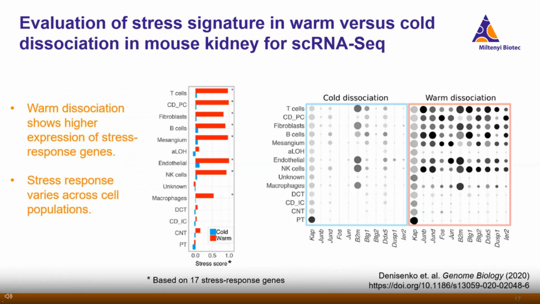However, a longer protocol and potentially lower cell yields may be a fair trade-off to prevent dissociation-induced artifacts. The authors examined a signature of 17 stress response genes and found that expression was higher in cells that went through warm dissociation compared to cold dissociation. They also observed that the stress response varied by cell type, which was quite interesting. Some of the cells showed a significant upregulation of stress genes during warm dissociation, while other cell types showed no stress response.